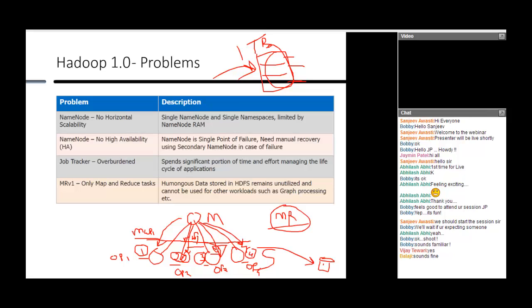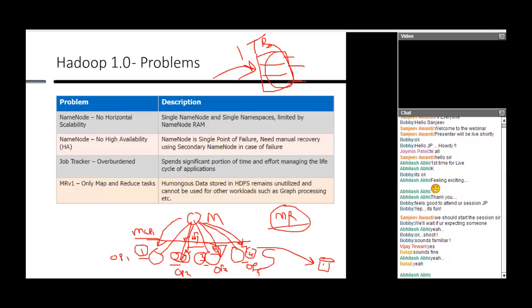Is it clear to all of you? Do you get a fair idea about how Hadoop works? We will definitely discuss everything in detail, but right now I hope you got it.